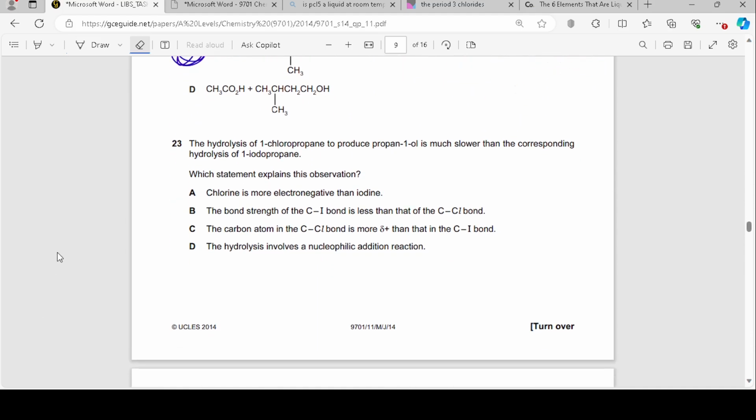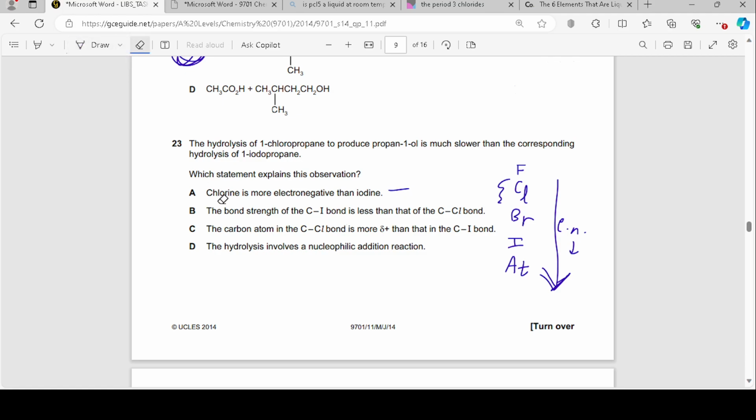So the next question now: the hydrolysis of 1-chloropropane to produce propanol is much slower than the corresponding hydrolysis of 1-iodopropane. Which statement explains this observation? So let's see. Chlorine is more electronegative than iodine. From what I remember, electronegativity increases across the period, and down a group it actually decreases. So chlorine is definitely more electronegative than iodine. But does that really explain the observation?